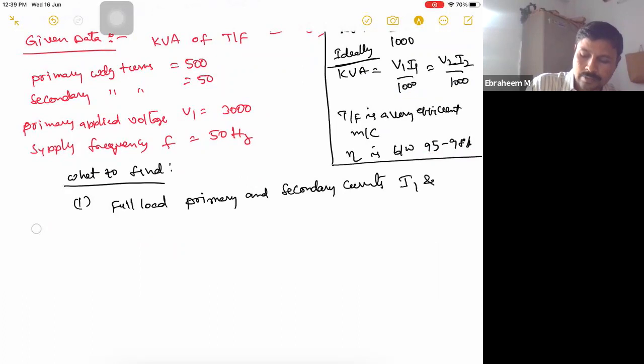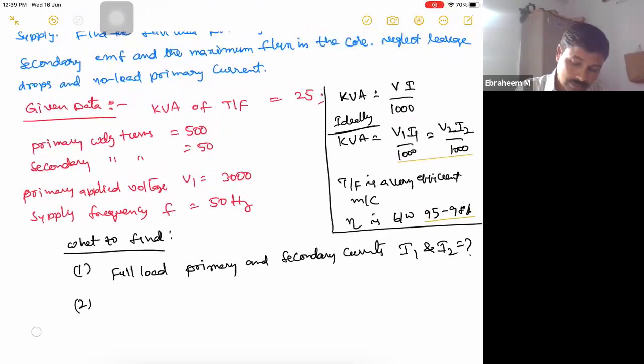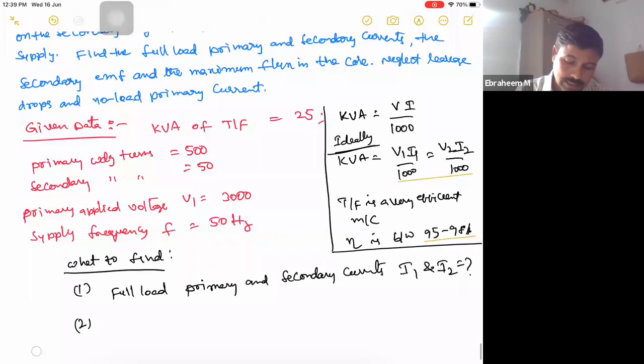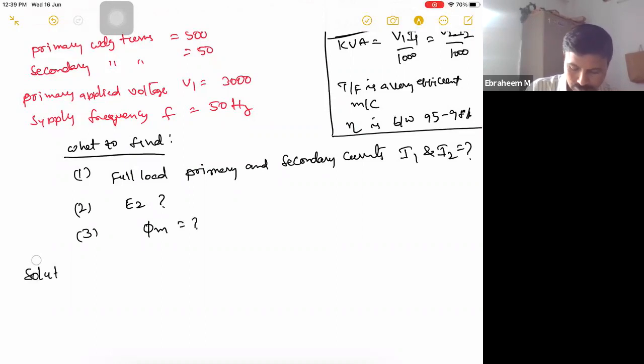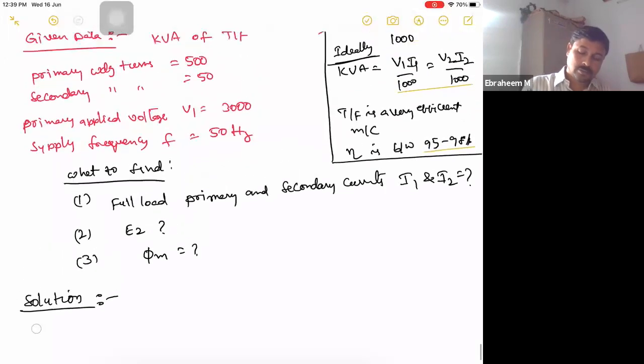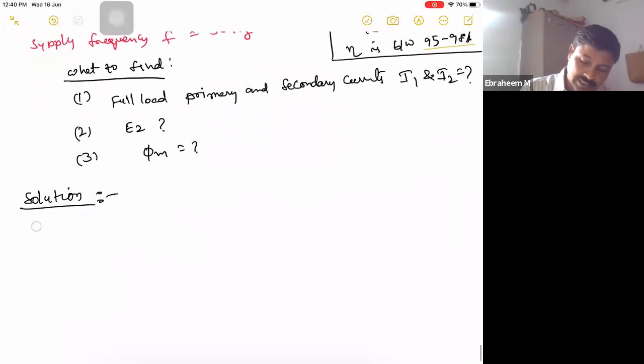That is I1, and I2 is equal to how much? Second one, secondary EMF, and third, the maximum flux in the core. E2 is how much? Third, phi maximum, how much? Okay, so first, the full load primary and secondary current. Let us solve.